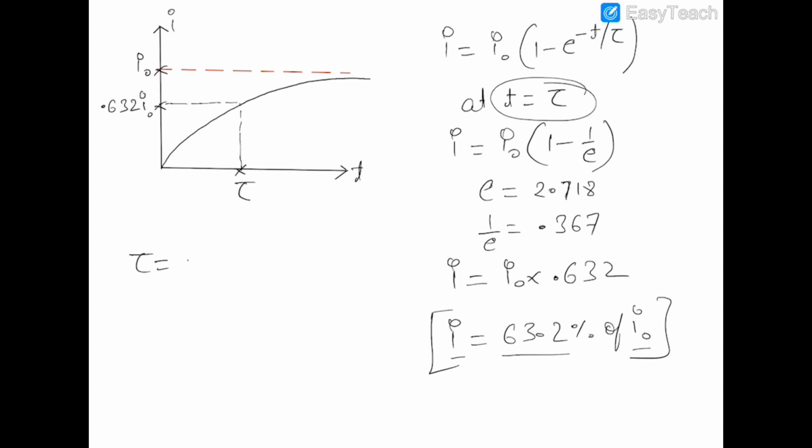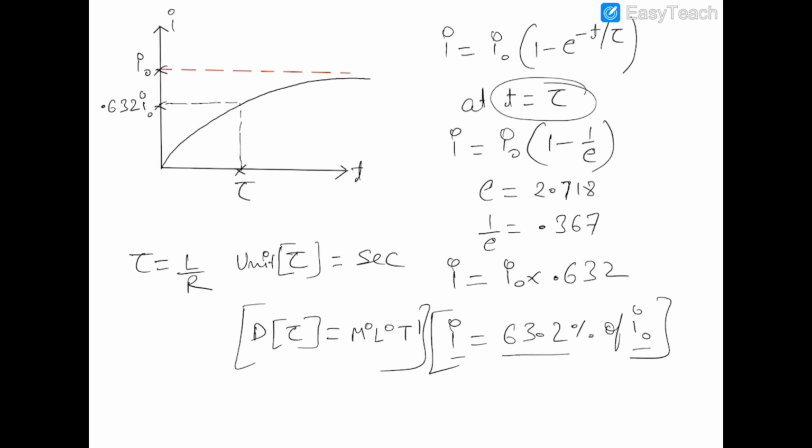This time period is calculated by L upon R, and the unit of the time constant is also time, seconds, and the dimensions of this time constant are M0 L0 T1.